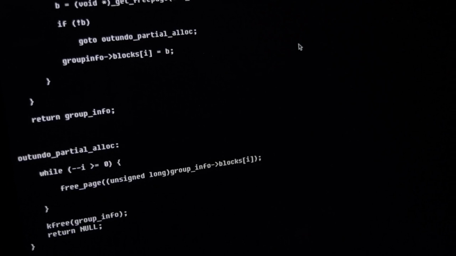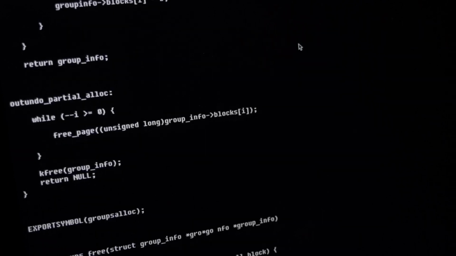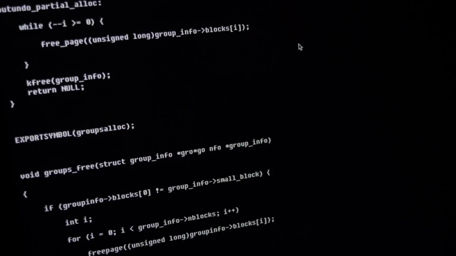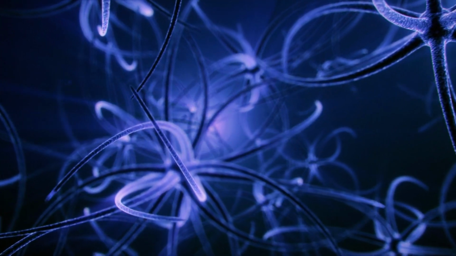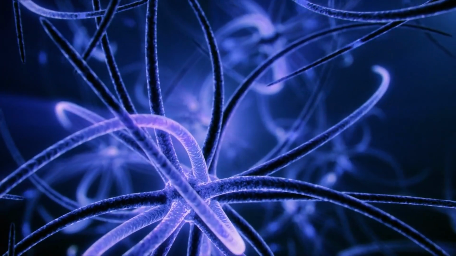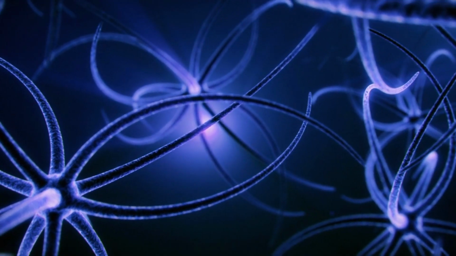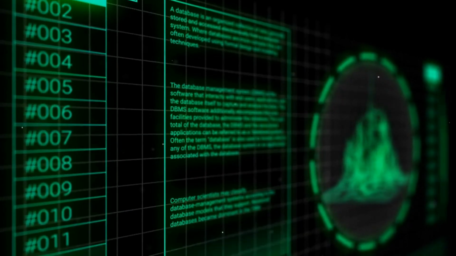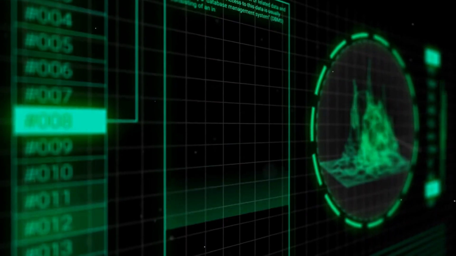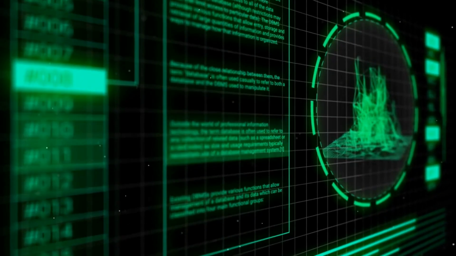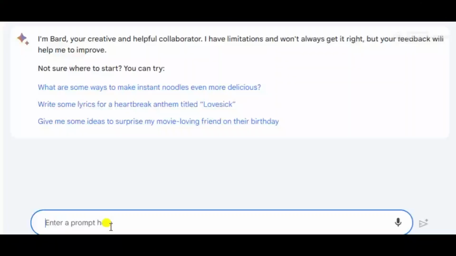Google Bard is built on a large language model called Pathways Language Model 2, or PaLM 2. PaLM 2 is a neural network that has been trained on a massive dataset of text and code. This allows Bard to understand and respond to natural language queries in a comprehensive and informative way. What can Google Bard do?